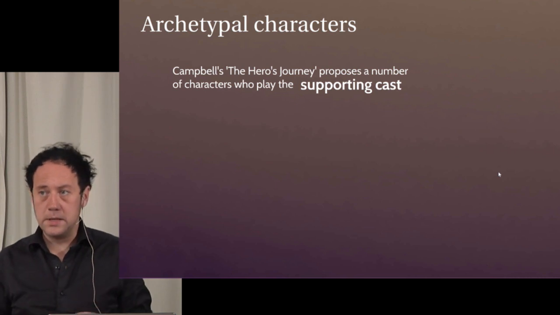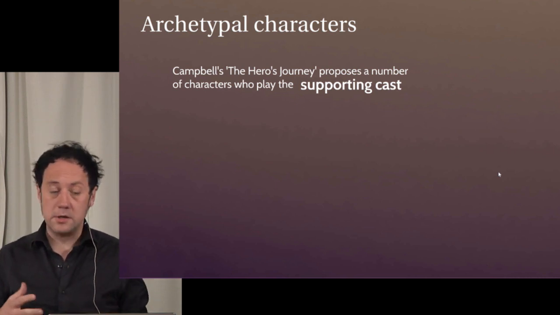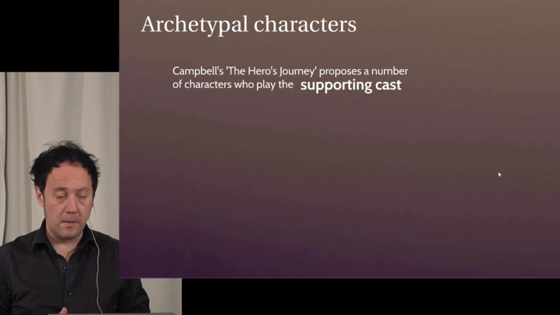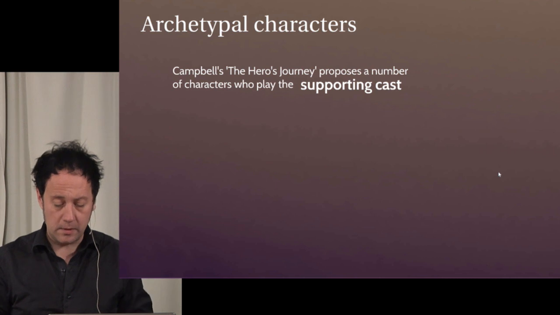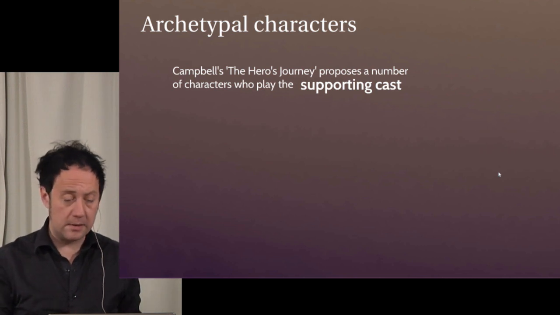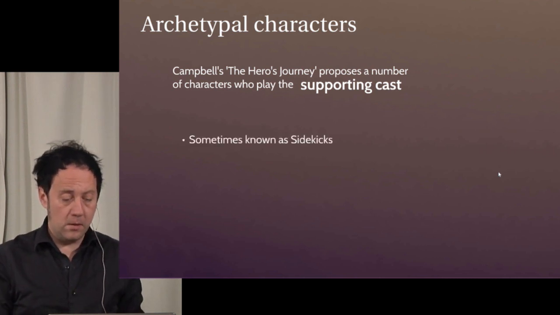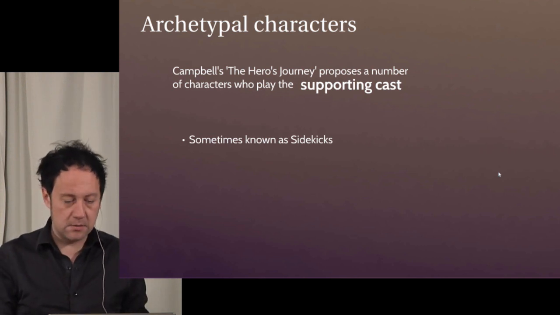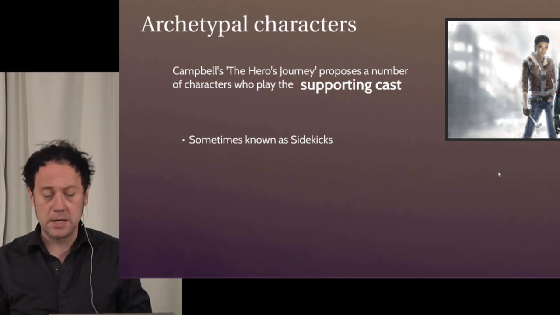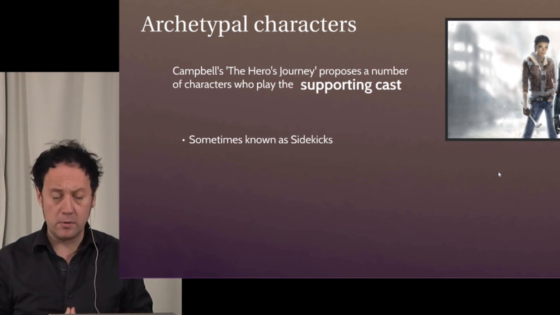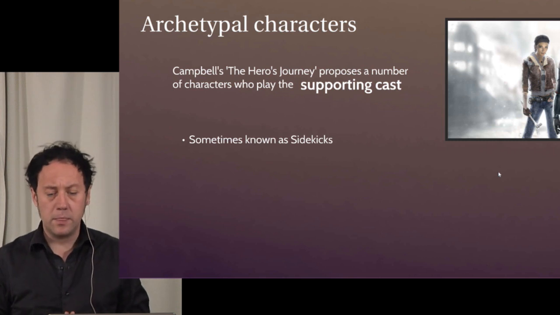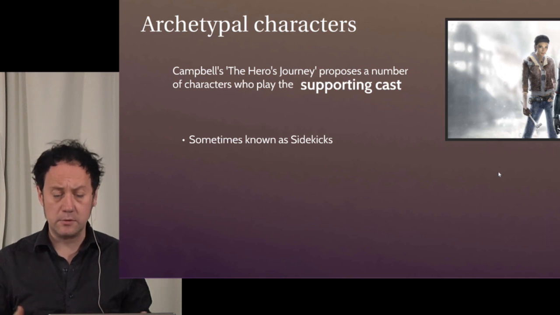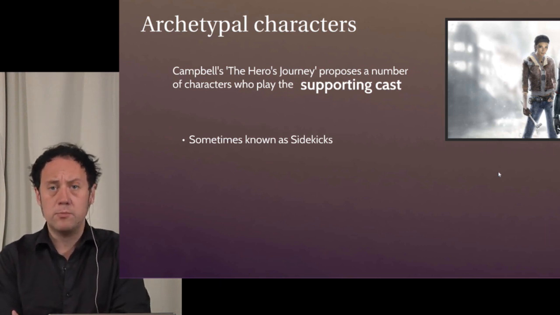So let's look at some of the archetypal characters. We have a supporting cast in addition to the protagonist and the antagonist. We sometimes know them as sidekicks. One famous sidekick is Alex from Half-Life 2. Through the entirety of Half-Life 1, Gordon Freeman is entirely silent. Gordon Freeman is the hero of Half-Life, and you play this character who never utters a word.